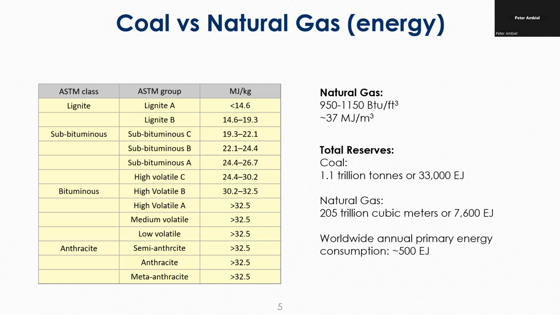To give some relative perspective, the worldwide annual primary energy consumption is about 500 exajoules. That gives you some sense of, if the entire world were just using natural gas or just using coal, how quickly would we use up all of our resources?